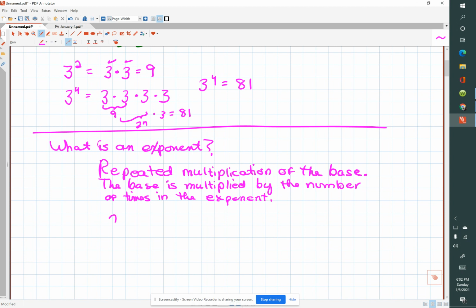Let's do another example. What about 2 to the 4th? Well, that would be 2 times 2 times 2 times 2. Let's evaluate that. 2 times 2 is 4. 4 times 2 is 8. And 8 times 2 is 16. So 2 times 2 times 2 times 2 equals 16. So let's work on those worksheets.